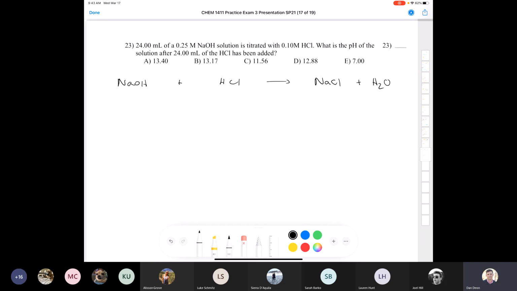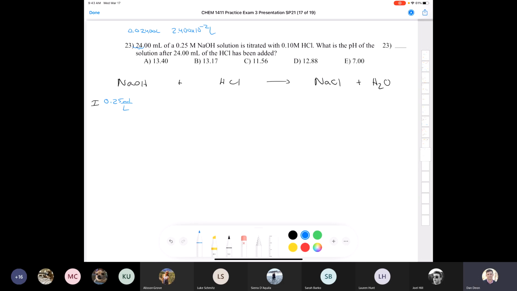Well, let's figure out how many moles of sodium hydroxide we're starting out with and how many moles of hydrochloric acid we're starting out with. We'll start with the sodium hydroxide. I have a solution that's 0.25 moles per liter. It's told to me right here. I have my volume, which is 24 milliliters. I divide that by 1,000, and I end up with 0.02400 liters, which is the same thing as 2.400 times 10 to the negative 2 liters.